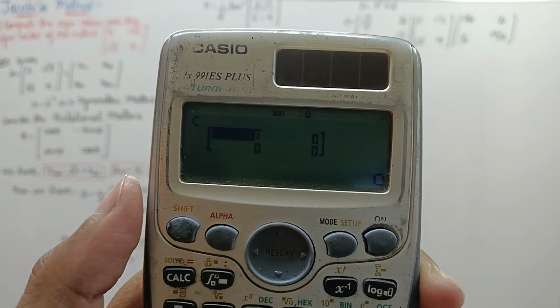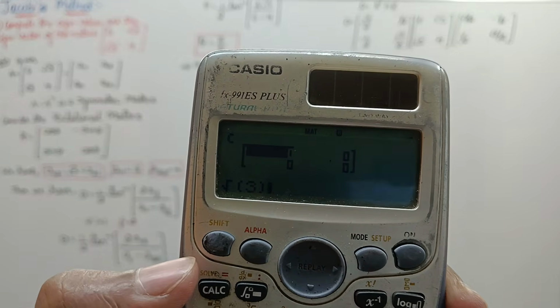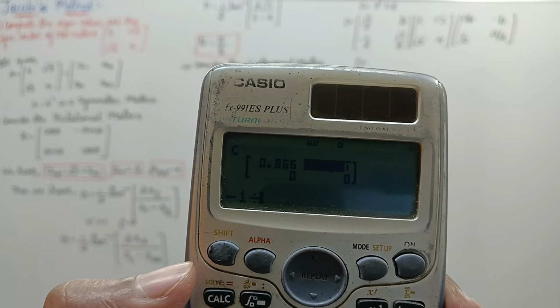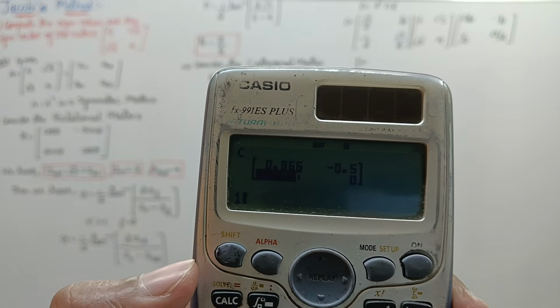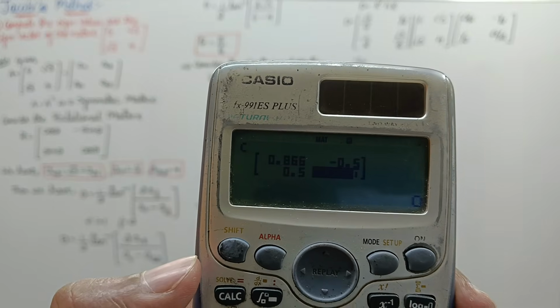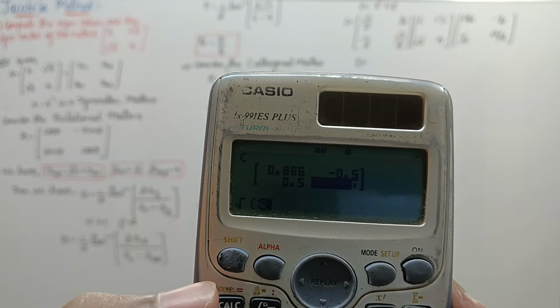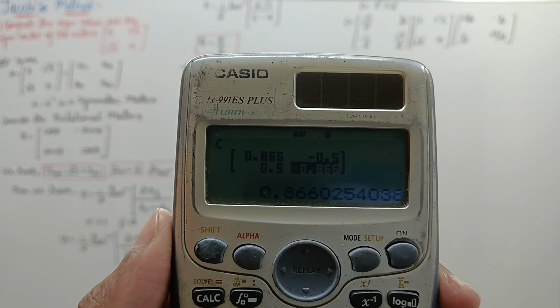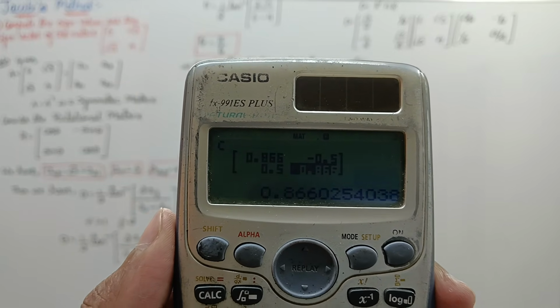You have root 3, close the bracket, divided by 2, equals minus 1 divided by 2, equals 1 divided by 2, equals root 3, close the bracket, divided by 2. Press equals. Done.